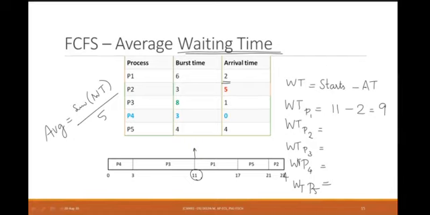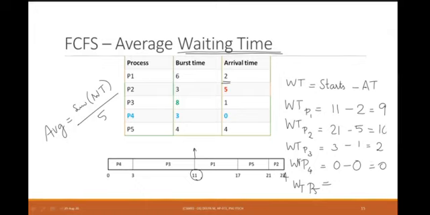P2 arrival time is 5 and P2 started executing at time 21. P3 arrival time is 1 and it started executing at, okay. Sanjay has told it for P3. Good. Yes, good. So for P4, it arrived at time 0 and it started execution at 0. So it is 0.